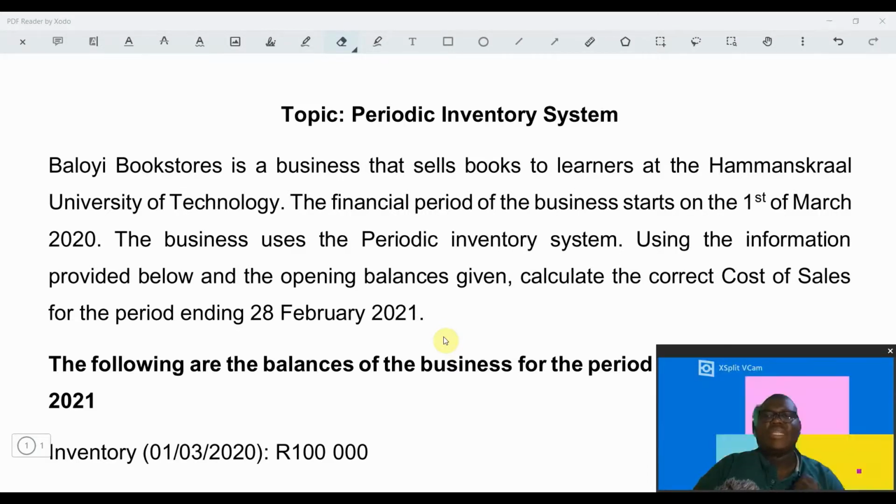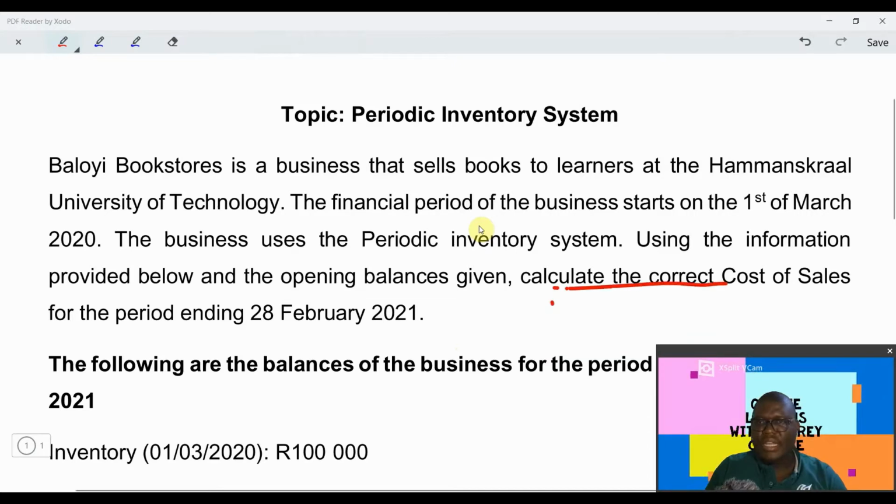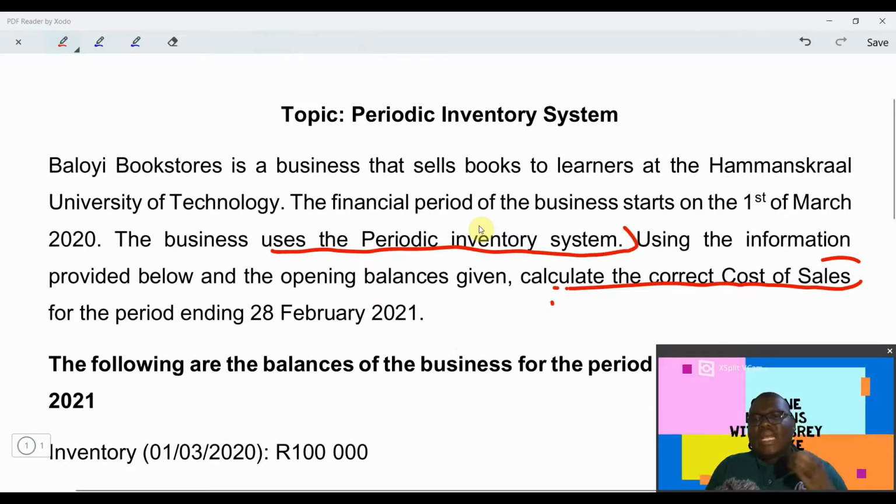We need to understand what exactly we are supposed to do. On the information, they are saying that we should calculate the correct cost of sales based on the information that they have given us. We need to do what? Calculate the correct cost of sales. Then they're telling us that this business uses a periodic inventory system, meaning that this business updates their cost of sales at the end of a particular period. For example, maybe at the end of the month, or at the end of the quarter, or at the end of the year. It will depend on what they've said to us.